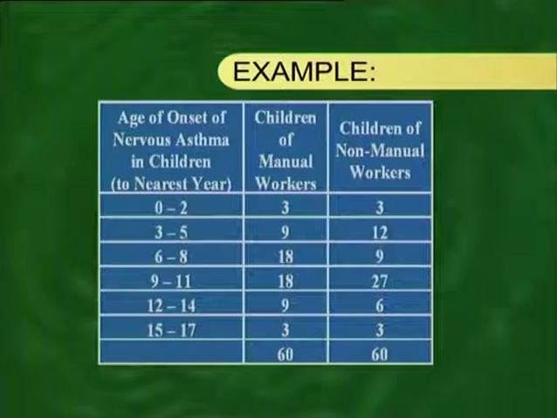On the other hand, the frequencies for the children of the non-manual workers are 3, 12, 9, 27, 6 and 3. Although the total frequency is 60 for both distributions, I hope that you realize that the distributions are quite dissimilar. You saw that the total frequency is 60 for both data sets, but I hope you realize by looking at those frequencies that the two distributions are quite dissimilar.